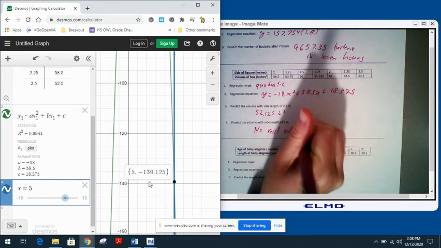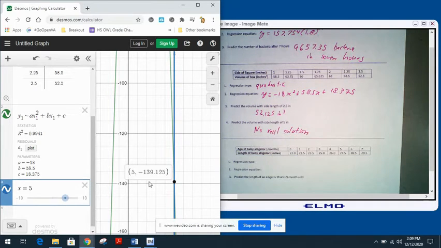So whenever you do a regression problem or a word problem or a real life problem, you need to ask yourself, is this possible? And if it's not, you're not going to have a solution. Just like when we did some of our quadratics, we said we can't have negative time, can't have negative volume here. So that's something just to think about.